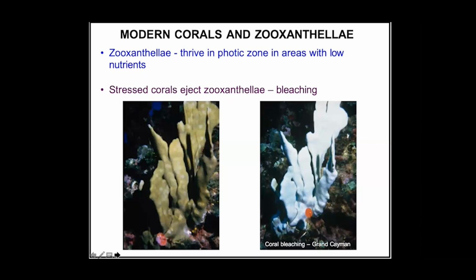With the warming of the oceans that seems to be occurring during recent years, this is a significant threat to these corals, and we may in fact lose a lot of the corals that we now see.